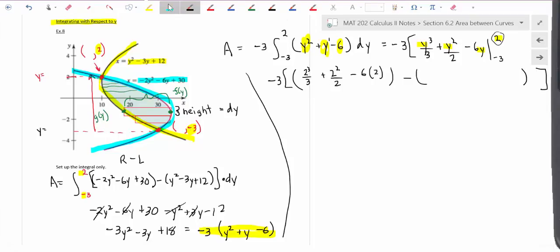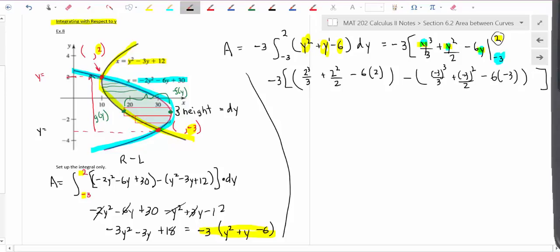Then I'm going to work with the lower limit of integration. I'm going to replace all the y's with that and subtract. That's going to be negative 3 to the third over 3 plus negative 3 squared over 2 minus 6 times negative 3. Now I need to crunch out all the details of the arithmetic.